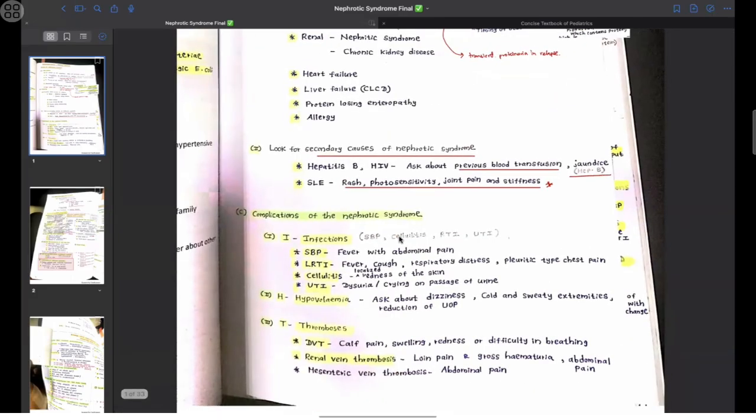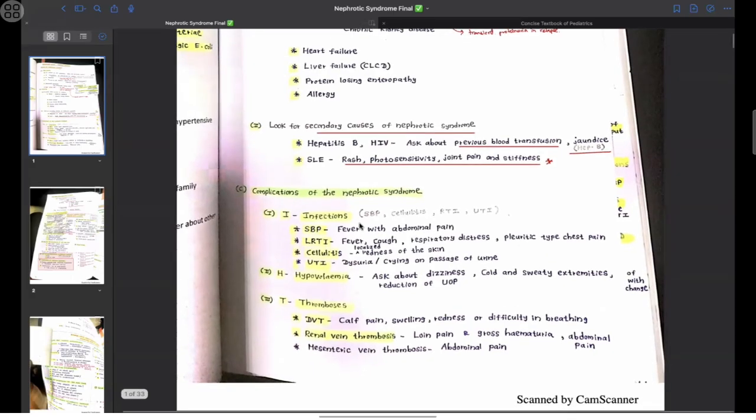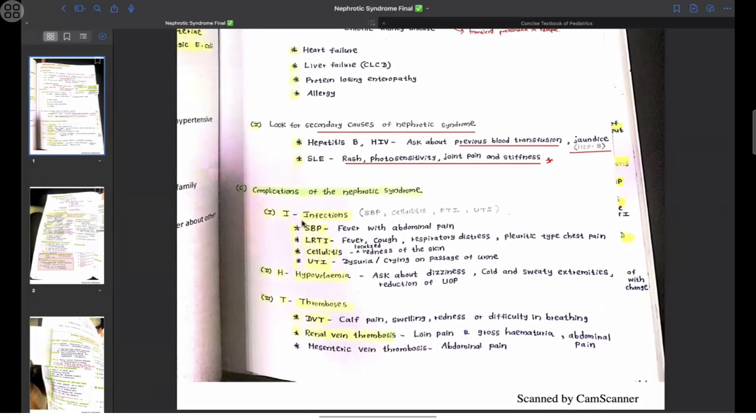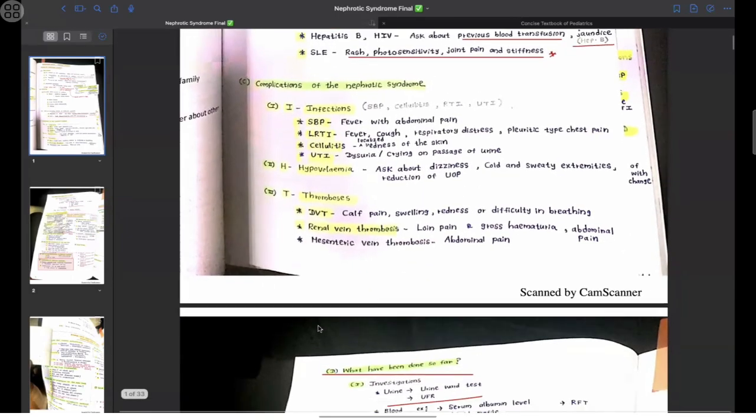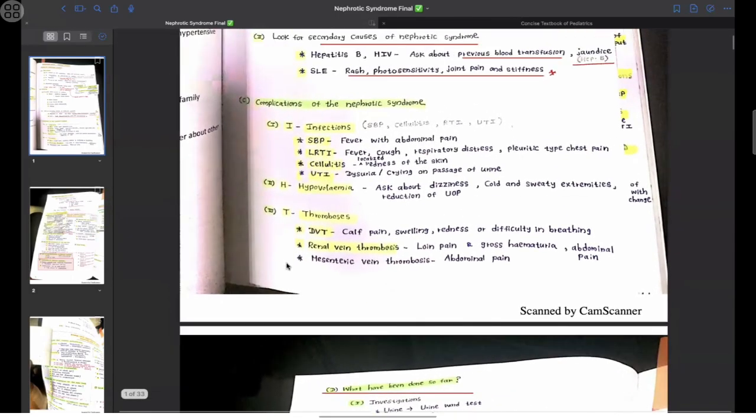So always remember: history of presenting complaint, symptom analysis, etiology or differential diagnosis, then complications, and then finally what has been done. So when it comes to the complications of nephrotic syndrome, this is a good mnemonic to remember: infections, hypovolemia, and thrombosis. That is IHT.